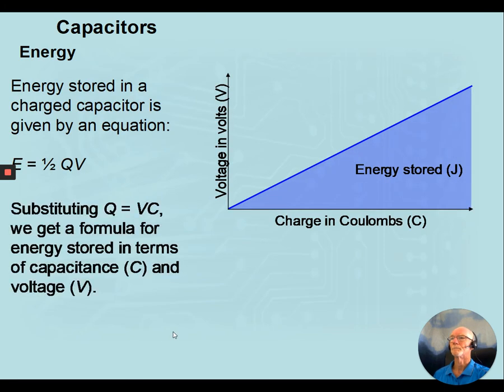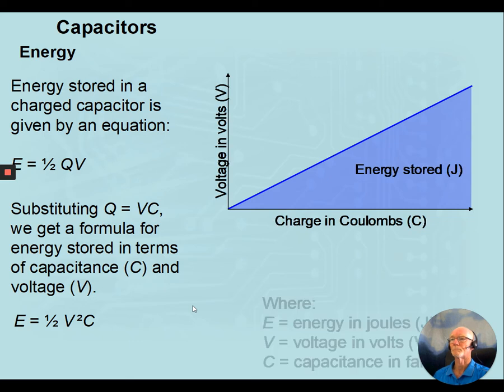However, because coulombs is hard to measure, 6.28 times 10 to the 18 electrons, you've got to count fairly quickly. So instead of using Q, we can use VC from the earlier formula. And so the energy stored in the capacitor is equal to half the voltage squared times the capacitance in farads.